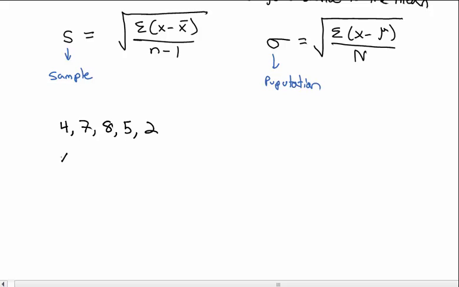So I'm going to list my x's, my values of 4, 7, 8, 5, and 2. Now one thing you'll notice is the formula does have this x bar in it, or the mu, depending on which formula you're using. That's the average, remember. We talked about that earlier, the mean. So I'm going to calculate x bar, which we'll get by adding up all the values, 4 plus 7 plus 8 plus 5 plus 2, and dividing by 5. So the average is 5.2. And I fill that in all the way down.